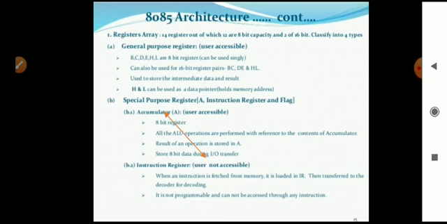This is a very important last part: whenever you have to access the memory, the HL pair always acts as a data pointer for the memory address. So while writing a program, the HL pair plays an important role.